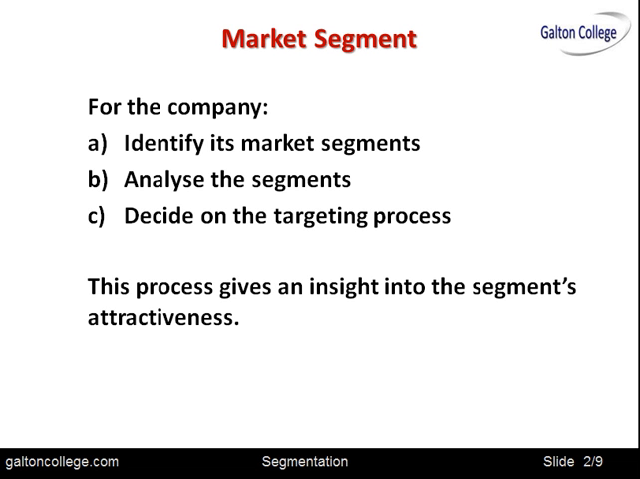Start with market segment. So for the company, identify its market segments. That is the first part. So the company must identify its market segments. It must analyze the segments and then decide on the targeting process. Now, this gives an insight into the segment's attractiveness. So the company must first of all identify the segment, then analyze it, and then decide on its approach to the segment, how it's going to deal with that segment.